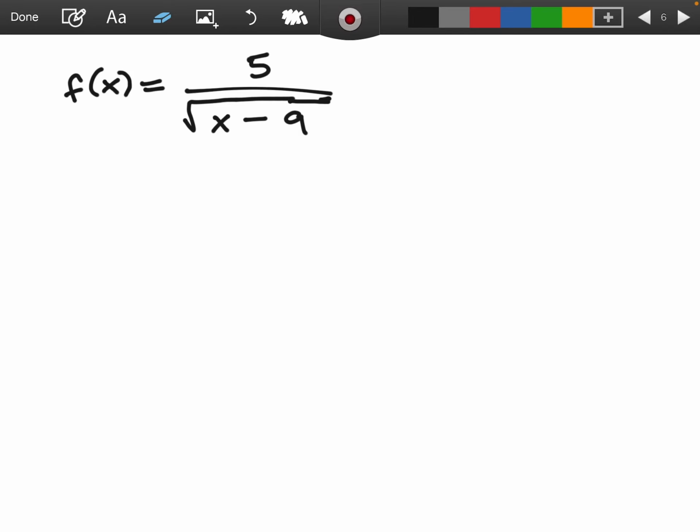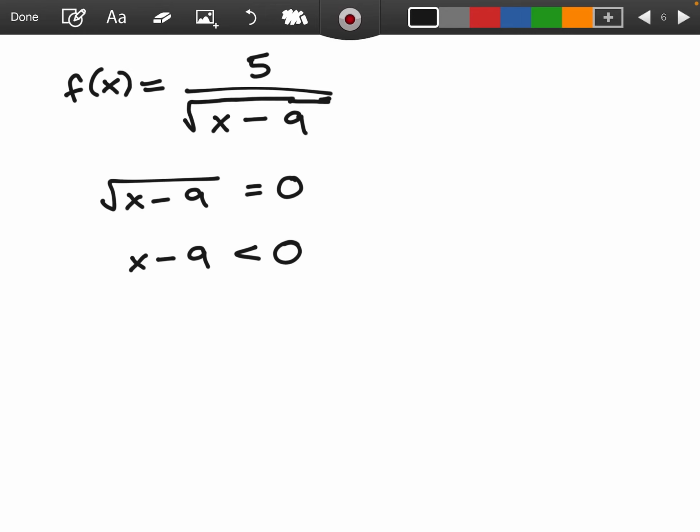I need to look at what x values will give me a 0 on the denominator of my fraction. But also I need to look at what x values give me a negative under the square root, because those are 2 things that I cannot have because it gives me an undefined value, and therefore my function does not exist for those x values because the function is undefined.